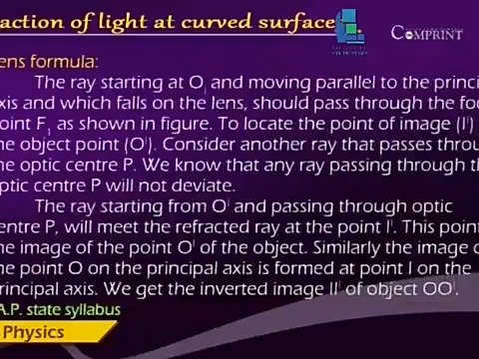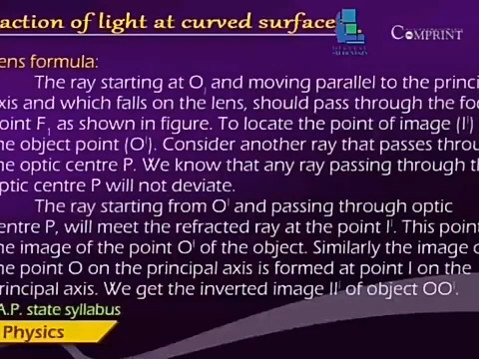Lens formula. The ray starting at O1 and moving parallel to the principal axis and which falls on the lens should pass through the focal point F1 as shown in the figure. To locate the point of image I1 for the object point O1, consider another ray that passes through the optic center P. We know that any ray passing through the optic center P will not deviate.